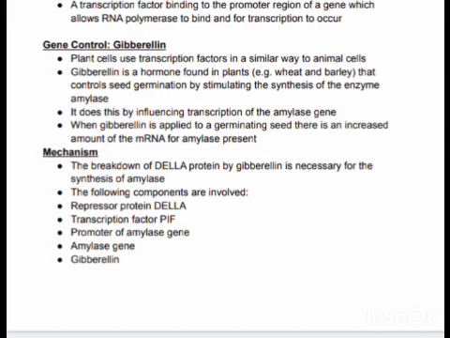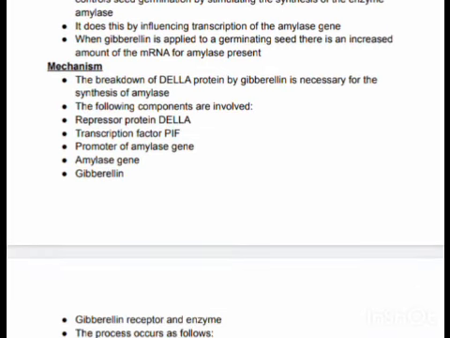When gibberellin is applied to a germinating seed, there is an increased amount of the mRNA for amylase present. So what is the mechanism behind this? There is a protein called DELLA. This protein is broken down by gibberellin, and this is necessary for the synthesis of amylase. Now, what do we require? What are the components? We have the repressor protein DELLA, we have the transcription factor PIF, we have the promoter of the amylase gene, and gibberellin.